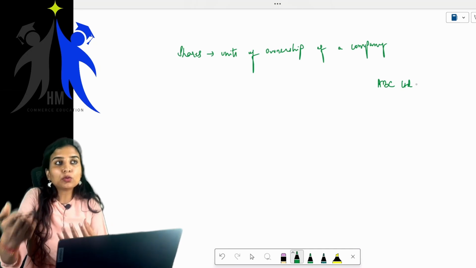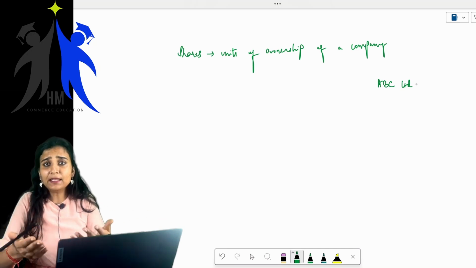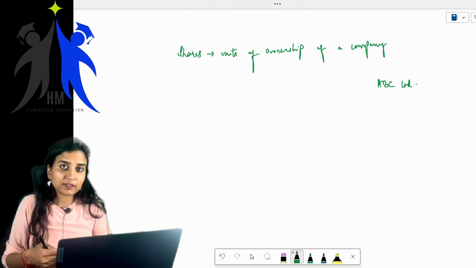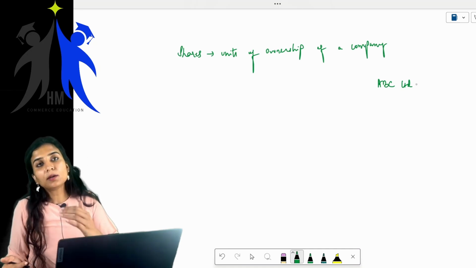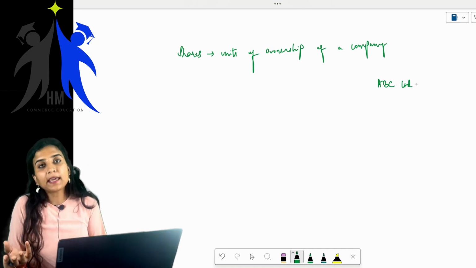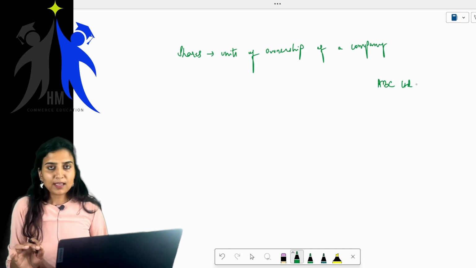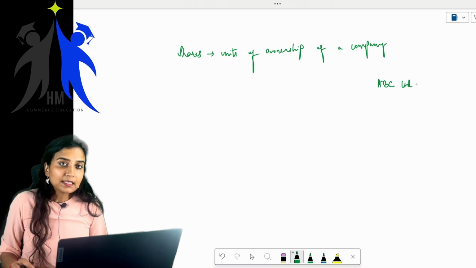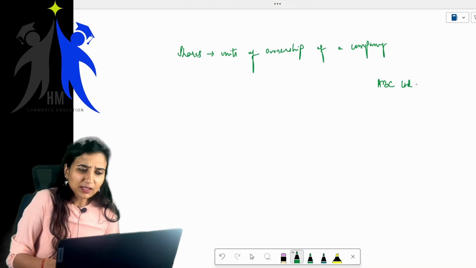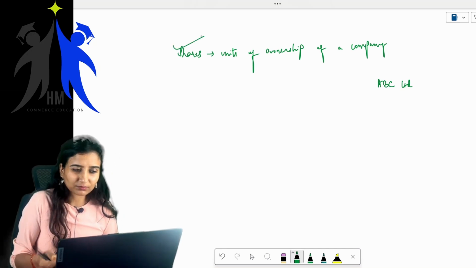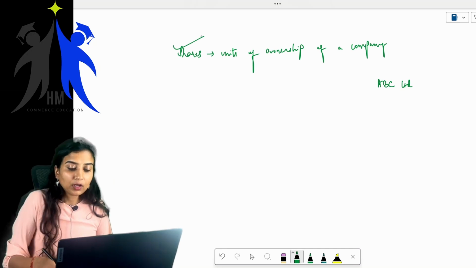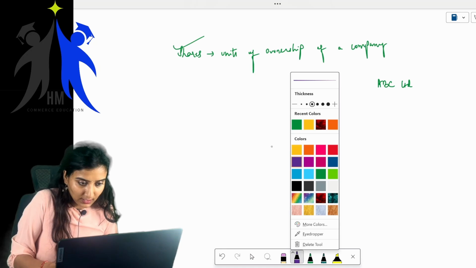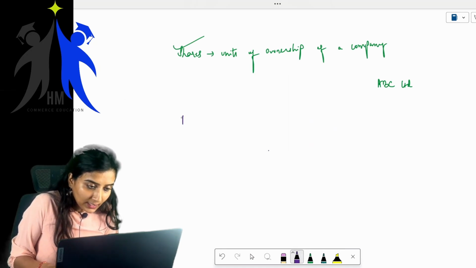Say, for example, you or your friends or your family, if they buy those shares, they become the owners of that particular company. The more shares you have, the more stake you have in that company. My point is very simple and clear. It's just a basic understanding I'm trying to give you. Now let's understand what debentures are.